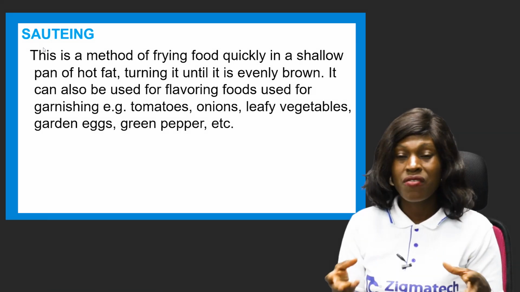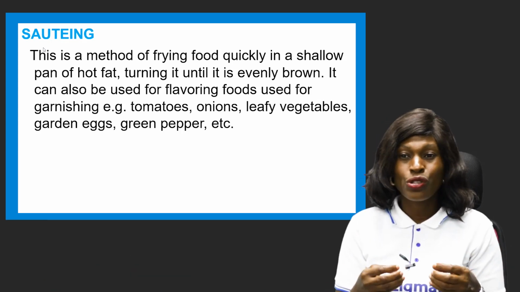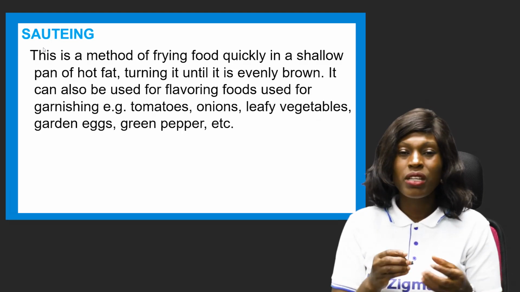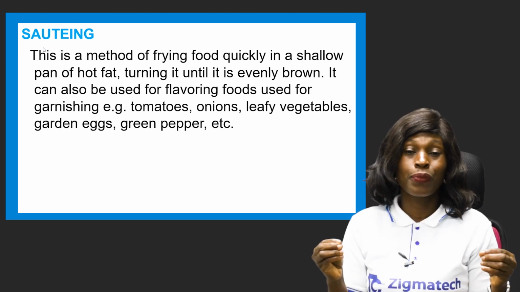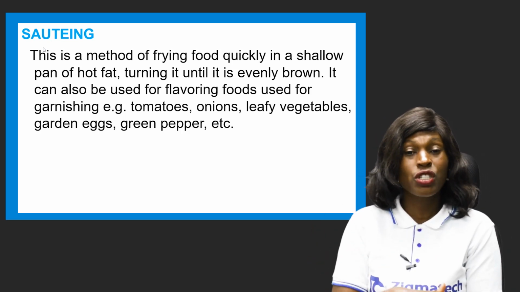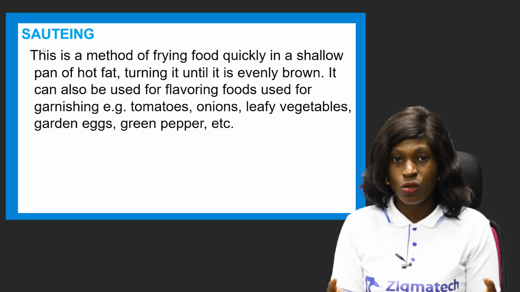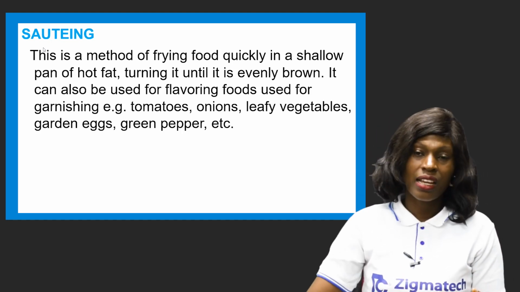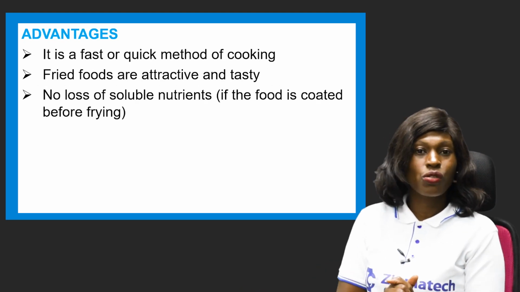Your onion, you can use your onion. You can do this for your leafy vegetables, your garden eggs, your green pepper. This is very good, because it doesn't come in contact with oil, it's not immersed. You see that when this part is brown, then you turn the other part, and then you're okay to use them after slicing them. So this is referred to as sauteing.